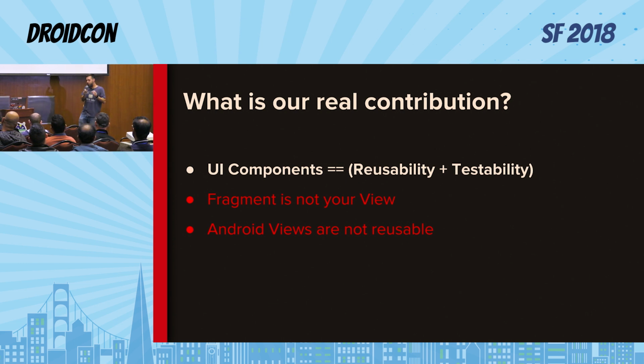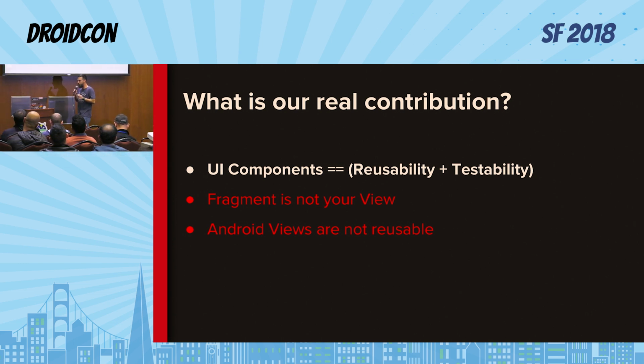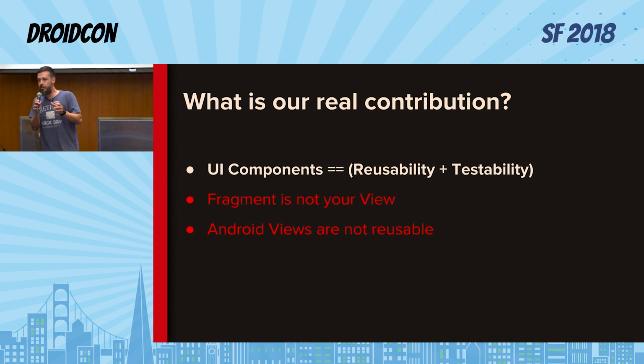But think about a more complex component that you have in your UI. The Android view is a very small portion of it. You need all the business logic and the presentation logic that will make that component work. And where do you put that? Probably it is in your fragment, and then if you need to reuse that thing in another fragment or in another activity, you will have to copy all that code, and that's not super reusable.